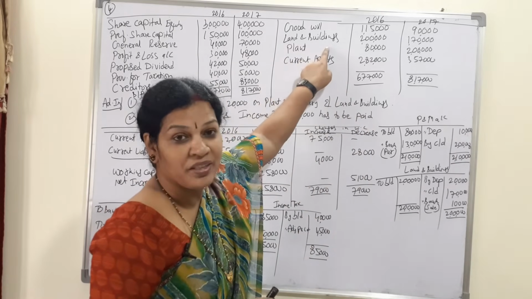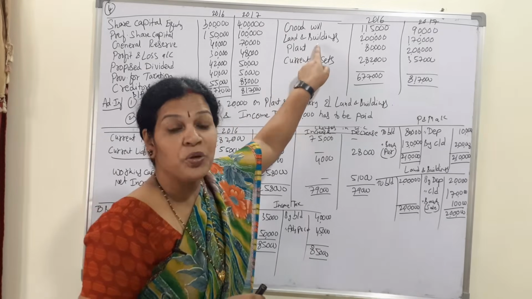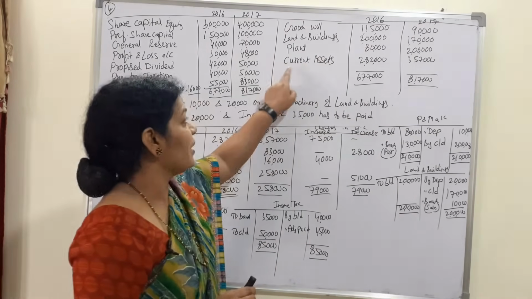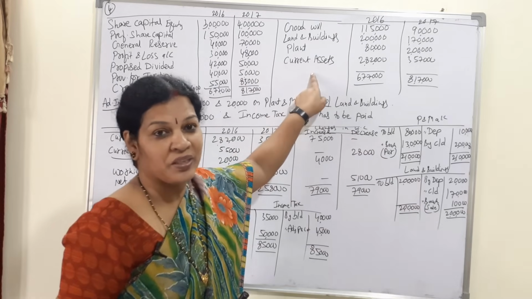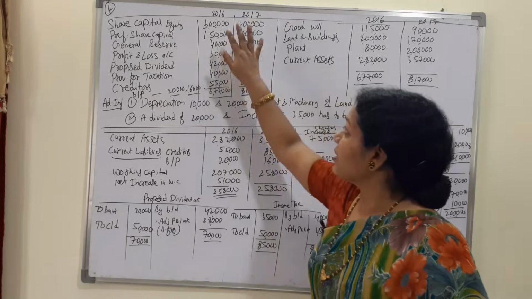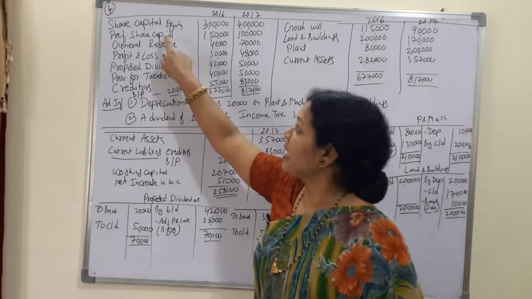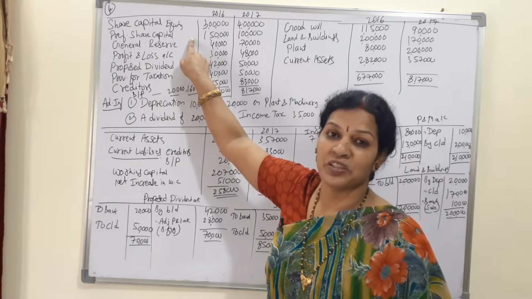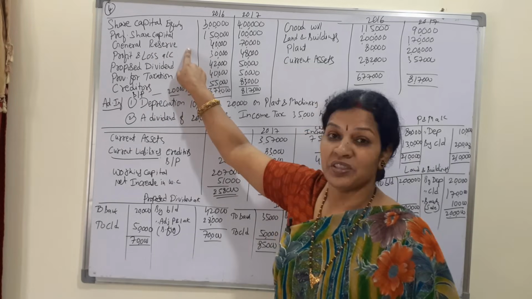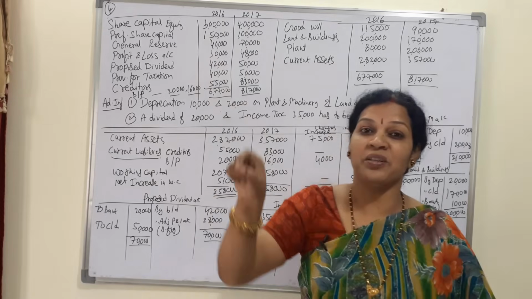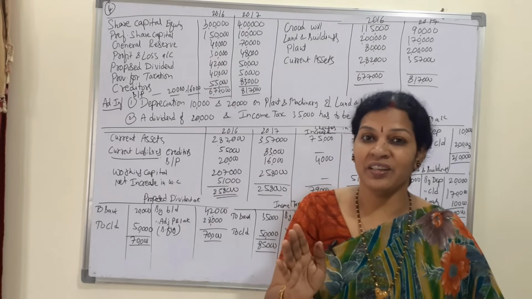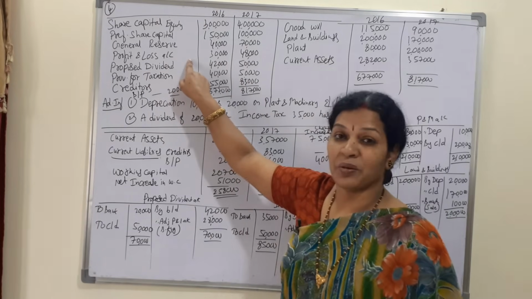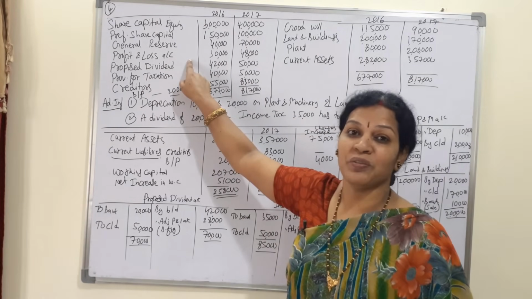Next, land and buildings and plant. These two are fixed assets. They come in the fund flow statement. Current assets come in the schedule of changes in working capital. Next, coming to the liability side, share capital and preference share capital, these two will come in the fund flow statement. Reserve, general reserve, we'll write in the adjusted profit and loss account on the debit side, as transfer to general reserve. Next, profit and loss account, this is the opening and closing balance of the adjusted profit and loss account.